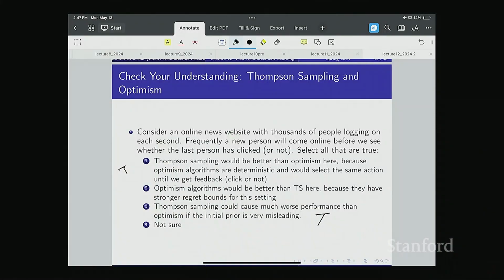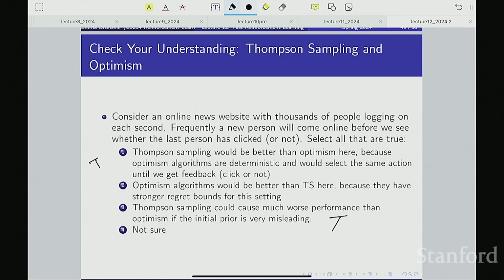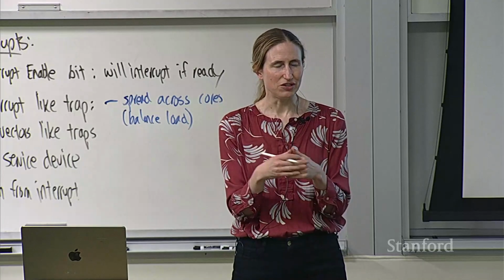It is true that optimism algorithms generally are better than Thompson sampling in terms of their regret bounds. That may or may not translate to empirical benefits, but they don't actually necessarily have stronger regret bounds for this setting. So this is false. That's because all the bounds we've been talking about so far don't think about that batch setting. They're derived for the case where you get information, you update your confidence bounds, you continue.